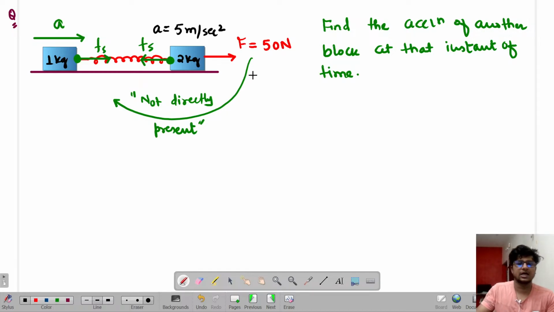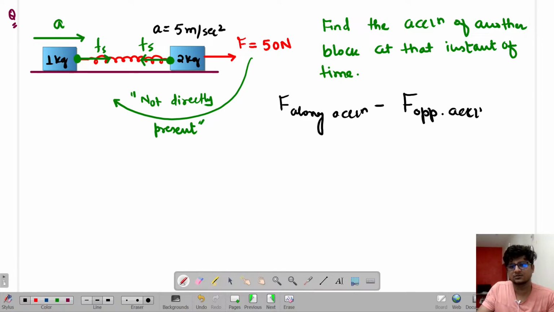So therefore, I'll first try to find the spring force. Why? Because who is accelerating this 1 kg? It is the spring force. So how to find it? I'll look into the 2 kg. Pulling force is what? 50. How do we write the equation? I'll again tell, pulling force or force along acceleration, minus force opposite to acceleration is equal to simply mass into acceleration. Got it or not, Ryan? Is that clear or not? This is your equation. Don't bother about anything else.